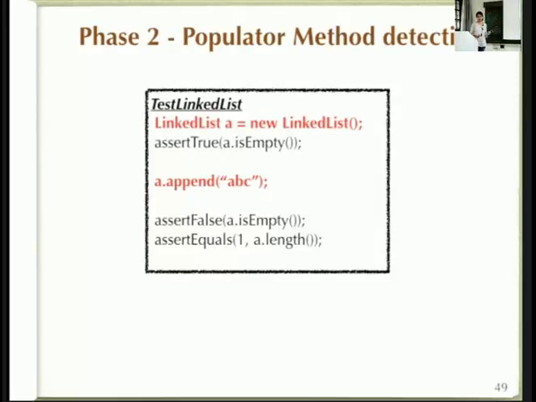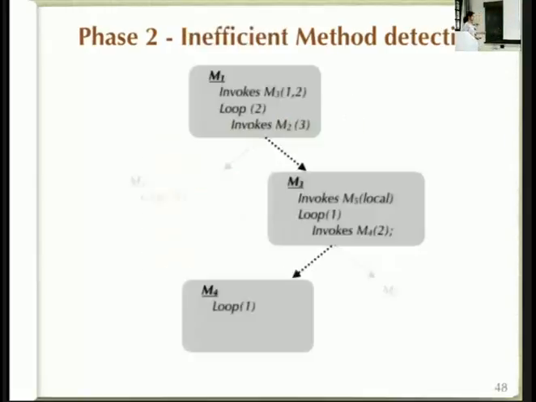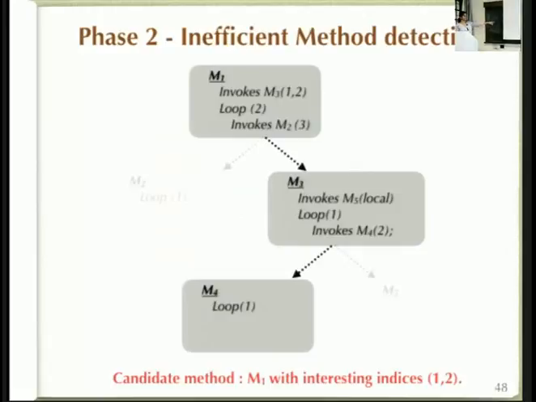Now next is populator method detection. So try to understand that we are trying to create a test. We are trying to come up with a test where we are going to invoke this candidate method with a sufficiently large collection of inputs, right? So when I said the candidate method is M1 with interesting indices 1 and 2, we are trying to come up with a test that is going to invoke this M1 method, and it is trying to control this first and second parameter which is being iterated on so that it is sufficiently large, right? This part of the students, are you following what I'm saying?